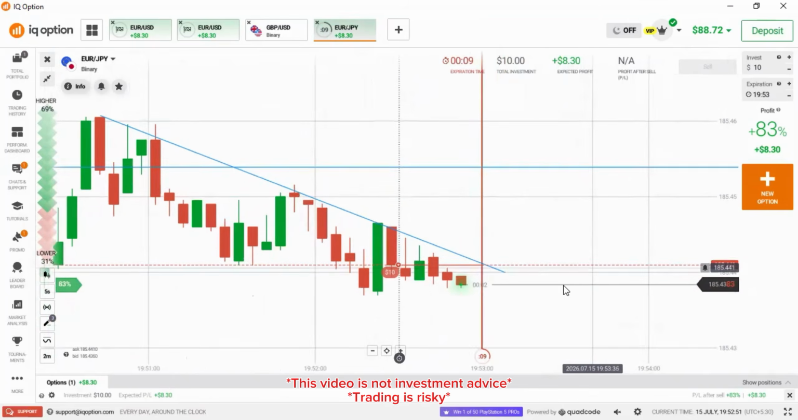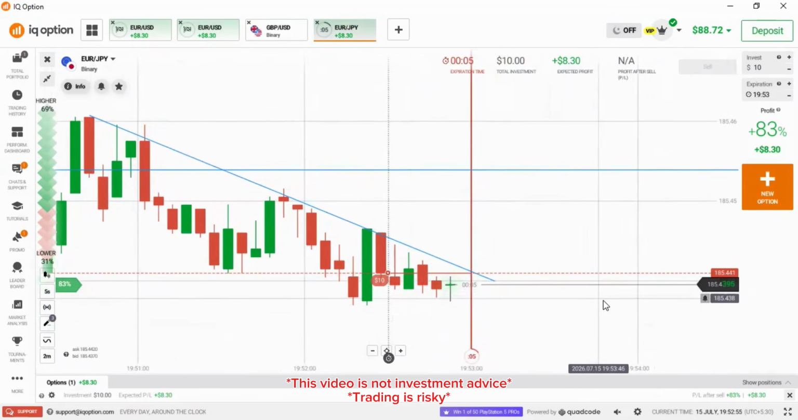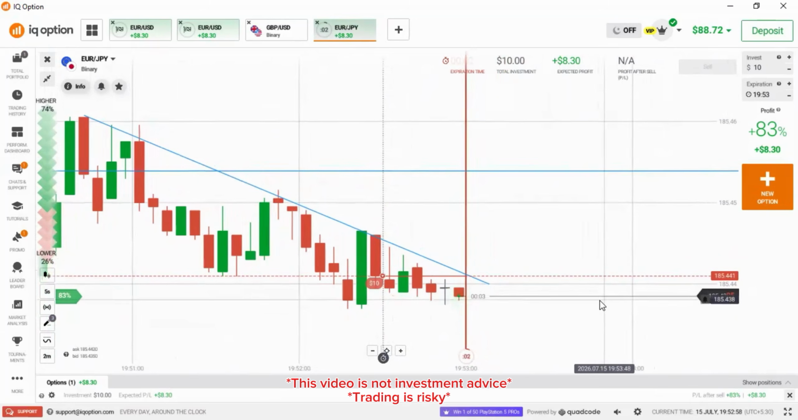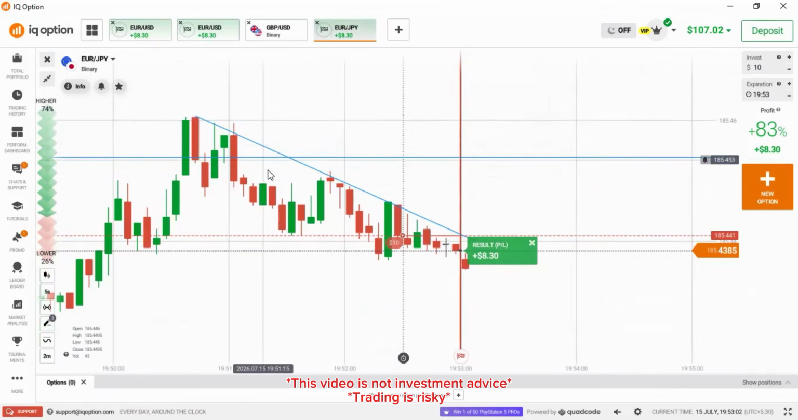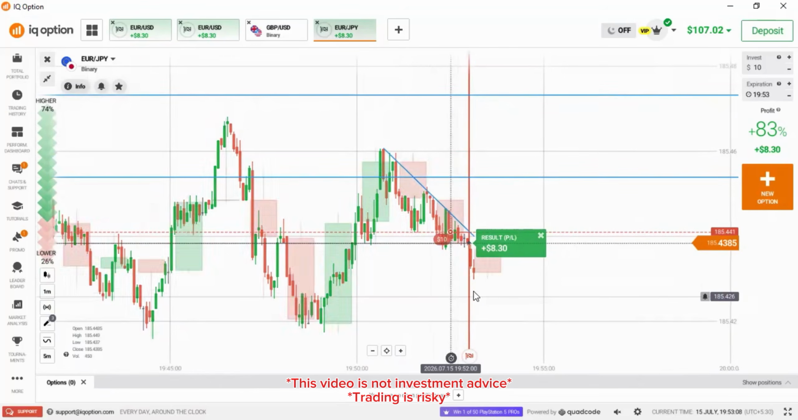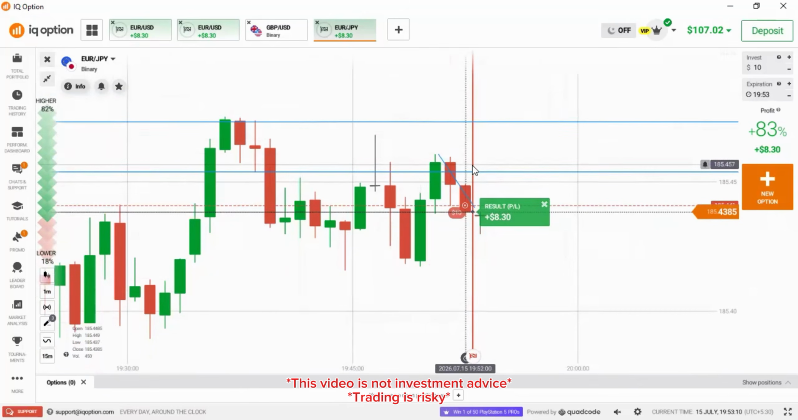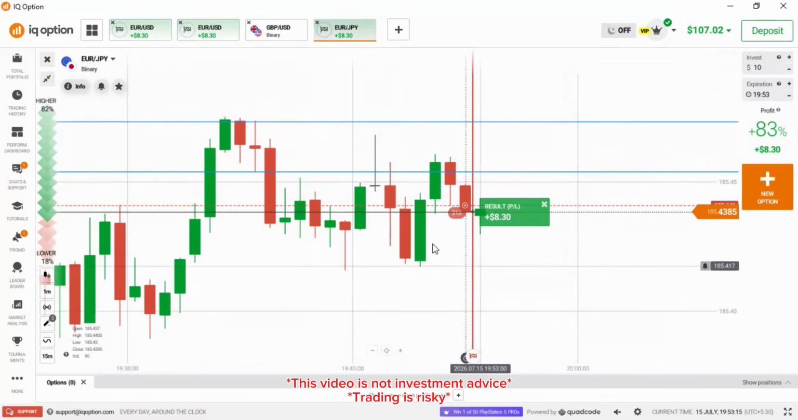Okay, I think it may give me a winning trade because it made a low already. So this is a winning trade because the market is making lows and the market reversed from the order block zone. That's why I placed my trade here. So it is my luck.